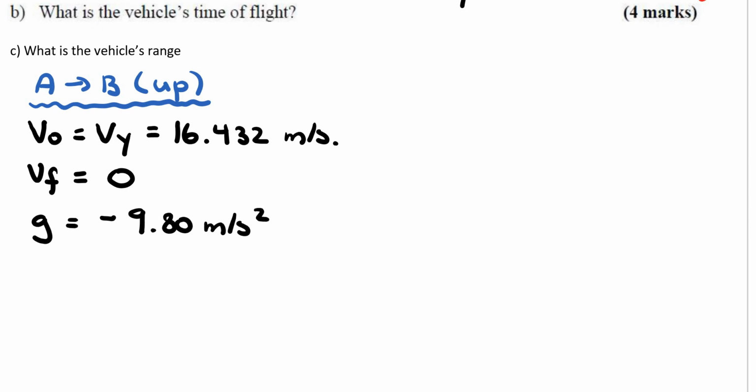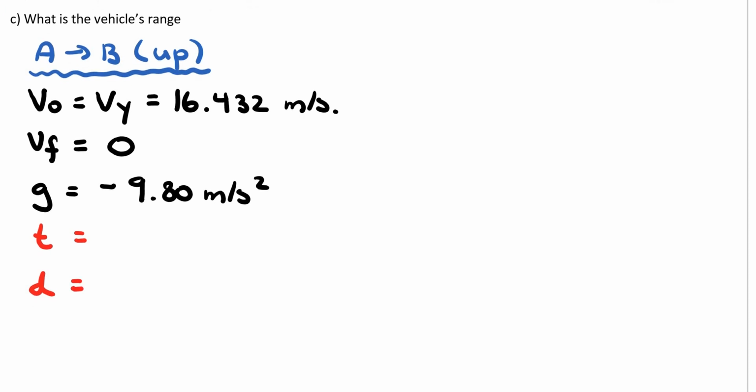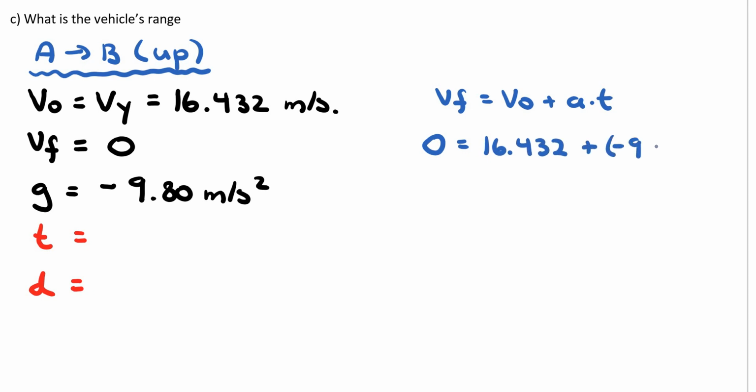There are two things that I need to find from A to B. One is the time it takes from A to B, and I also want to find the total distance from A to B. The kinematic equation that allows us to find time is final speed equals initial speed plus acceleration times time. Our final speed is 0, our initial speed is 16.432 plus bracket negative 9.80 times the time.